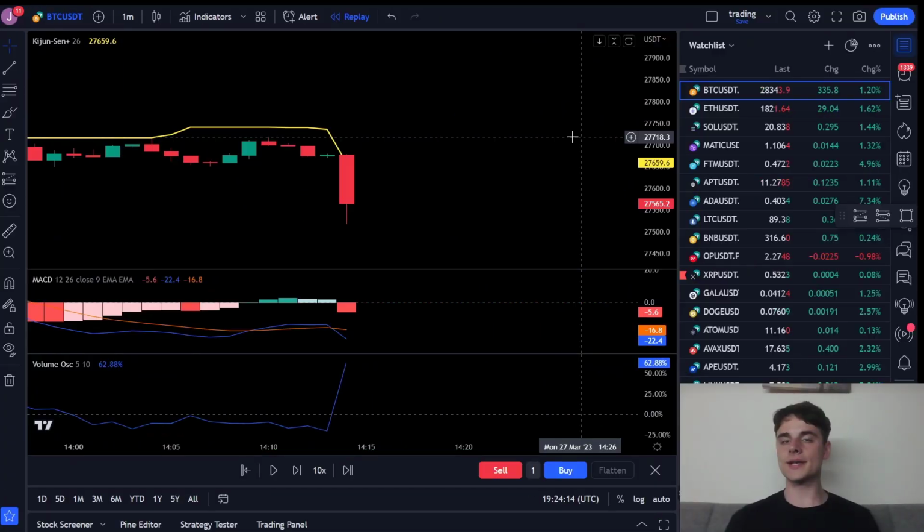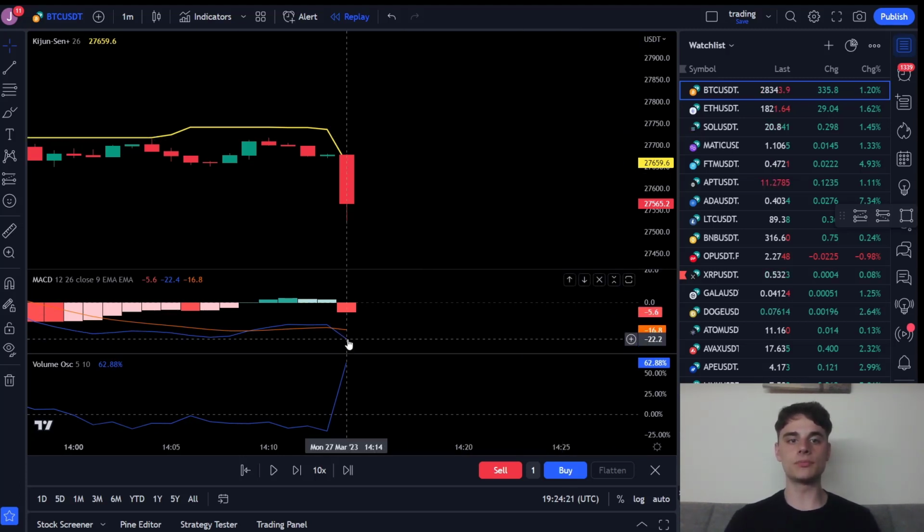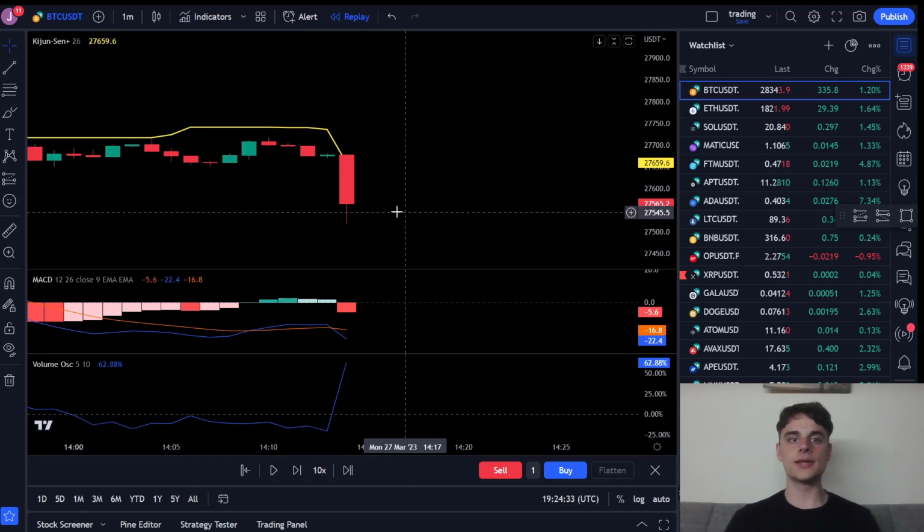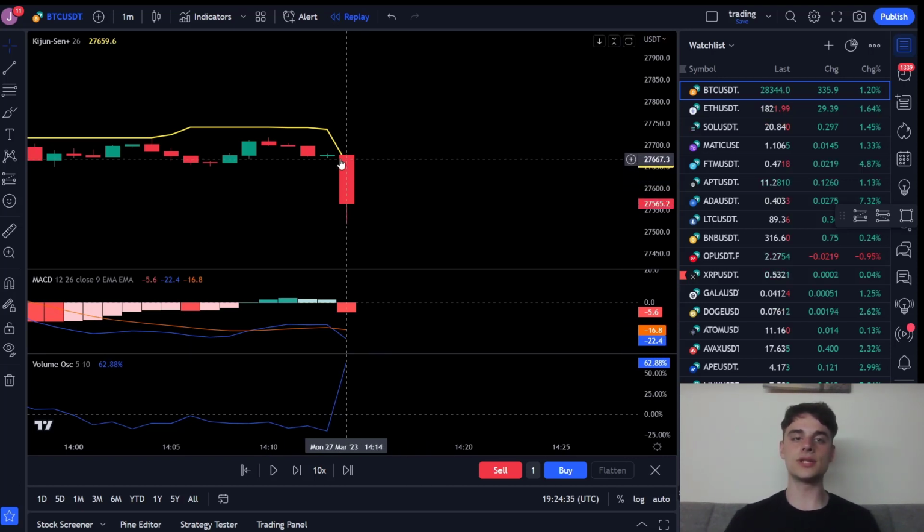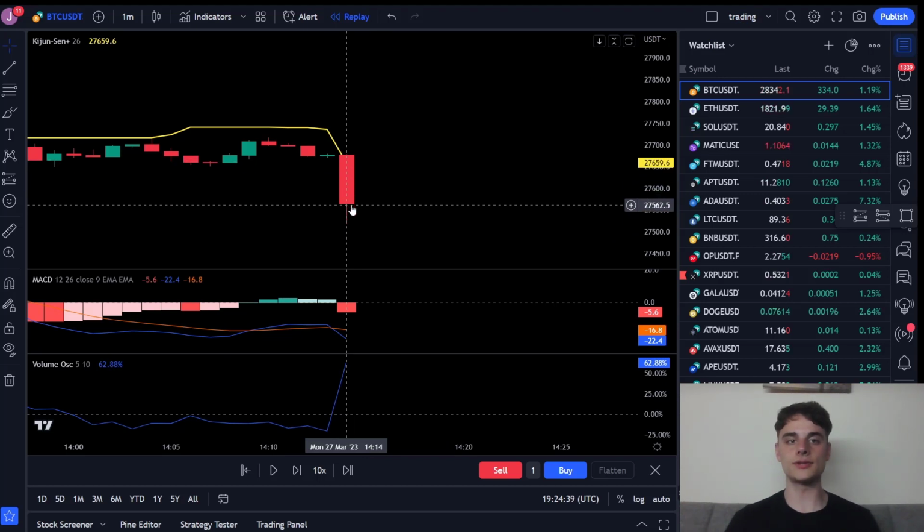Now I will show you an example of a short position. So first you will look to the MACD. Now we want to see the orange line cross the blue line, so the opposite from a long position. Next we will look to the Kijun Sen and we want to see the market moving below it and the candle must close below the Kijun Sen. For the very last confirmation we will look to the volume oscillator.